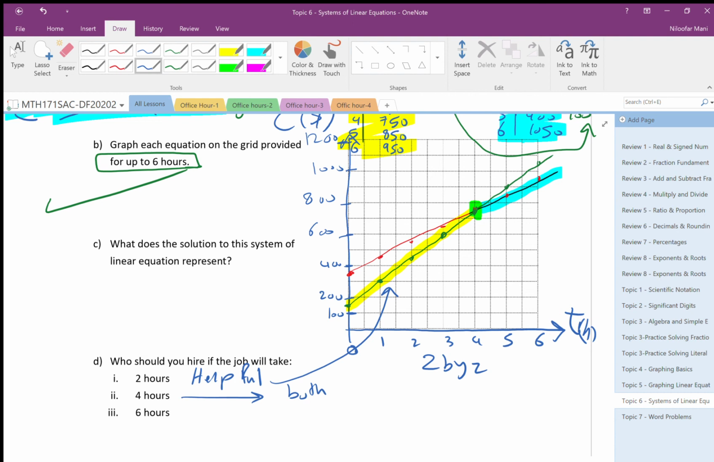Okay, how about for 6 hours? Easy one is good, because I see easy one is lower. Okay, that's a very good question to see.